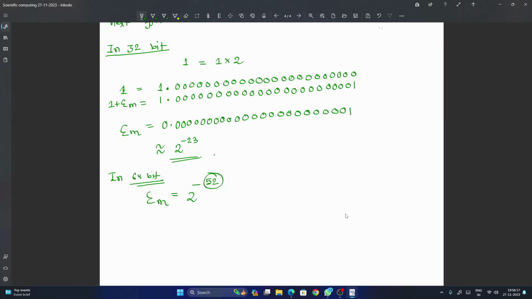So machine epsilon is the gap between the 1 and the number just after the 1. If this gap is smaller, then your machine has a large precision value, and if this gap is not very small, if it is larger, that means your machine is less accurate or less precise, and gives you less precise values.